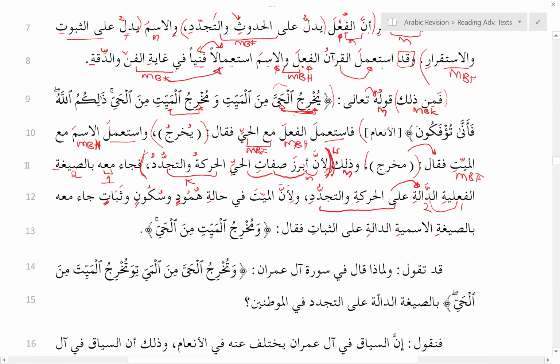Sometimes you have sentences like this. Sometimes you have استعمل الفعل مع الحي, a simple جملة فعلية, and sometimes you have فجاء معه بالصيغة الفعلية الدالة على الحركة والتجدد. This is متعلق to دالة, right? It indicates the movement and renewal, right, Sister Ilham? Correct. So على is specifically متعلق to الدالة.